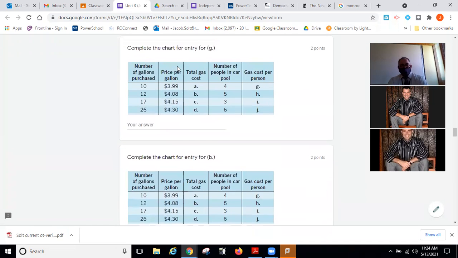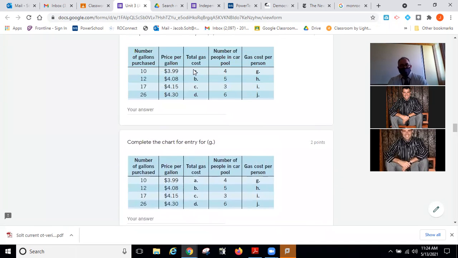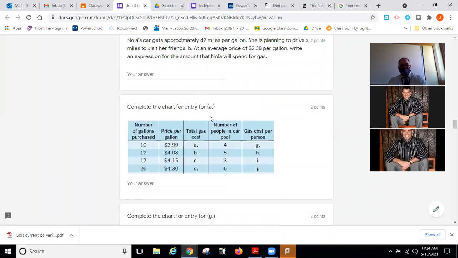Complete the chart entry for A. Let me start with the first one. Okay, we have number of gallons purchased. All right, this is a table. This person purchased 10 gallons at $3.99 a gallon. What's their total gas cost? Well, if they purchased 10 gallons and each gallon costs $3.99, then I'm going to take 10 times $3.99 and find out what that equals and put that in for A, right?